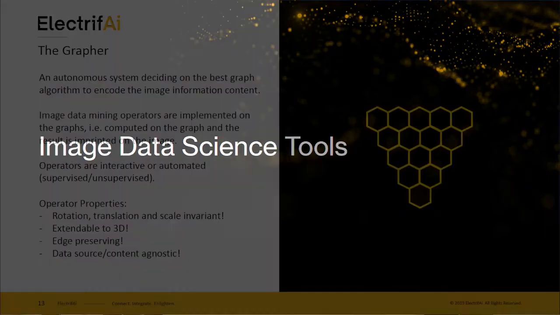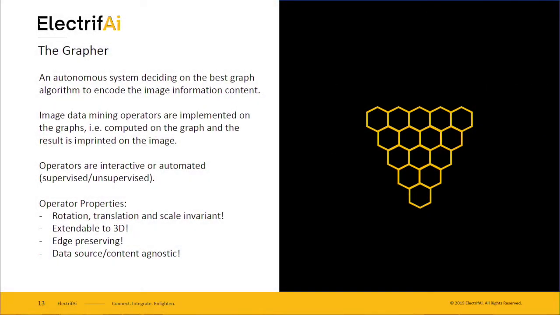Regarding the tools that we use, I mentioned before the grapher. The grapher is an autonomous system deciding on the best data structure. It's a graph data structure algorithm that is going to be used to encode the specific class of images that we're feeding it. And once this is in place, the grapher allows us to run a number of different Curie operators. These are image data mining operators that are implemented directly on the graph.